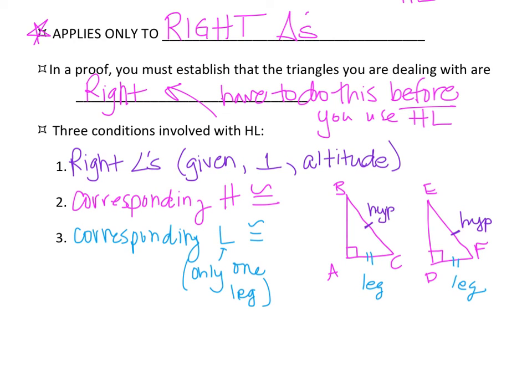So it's kind of nice. It gives you a little bit of a shortcut through that, like side, side, side, you have to have three congruencies. Well, with hypotenuse leg, if it's a right triangle, all you need is the hypotenuse and one leg congruent to the hypotenuse and one leg of a second right triangle, and that's enough to say the triangles are congruent.